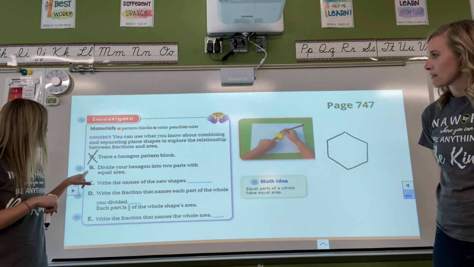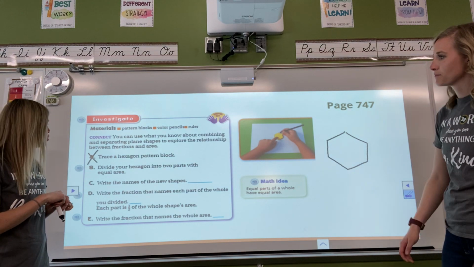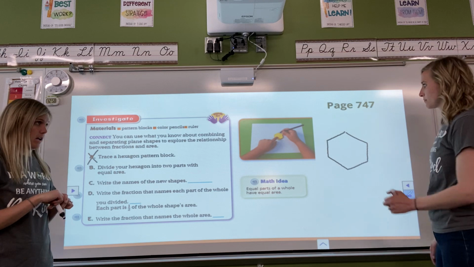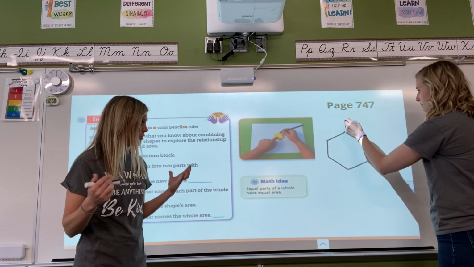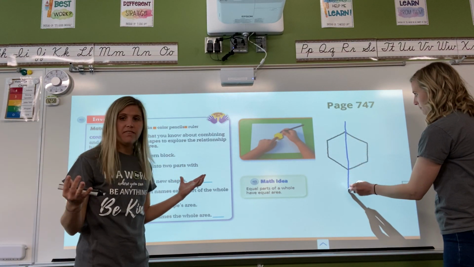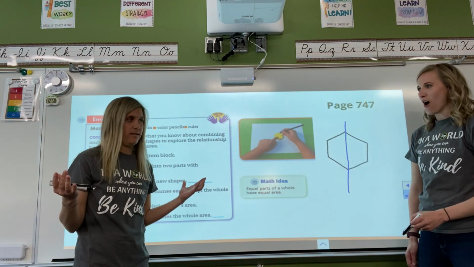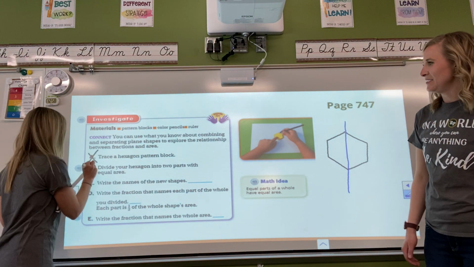Done. B says divide your hexagon into 2 parts with equal area. So I want to divide that in half so it's equal. Look at that. Right down the middle. All right, B is done.